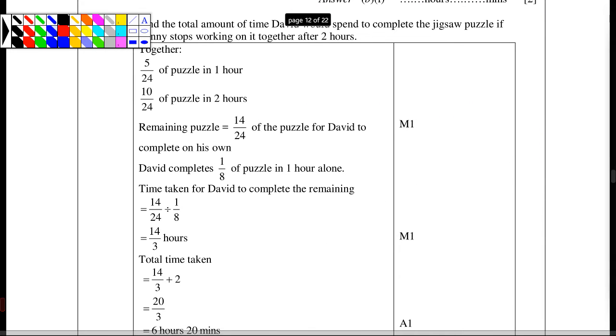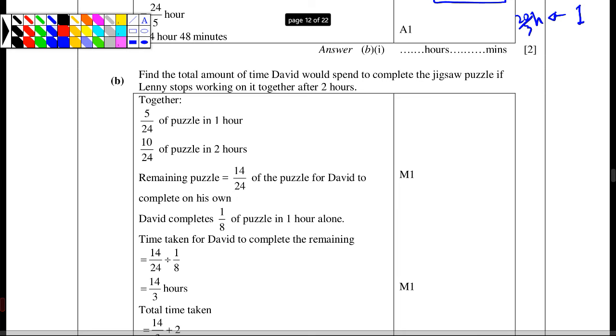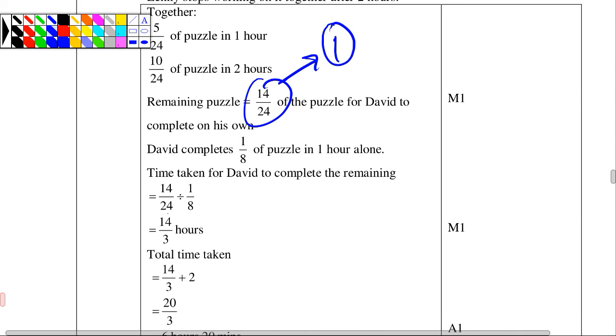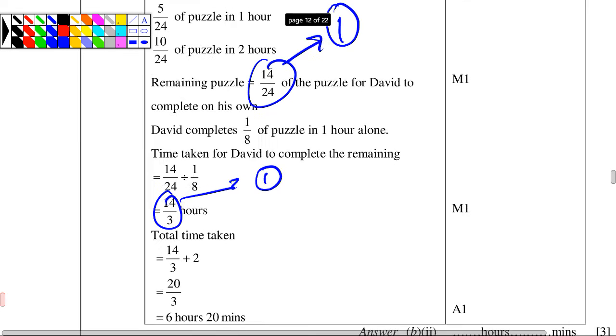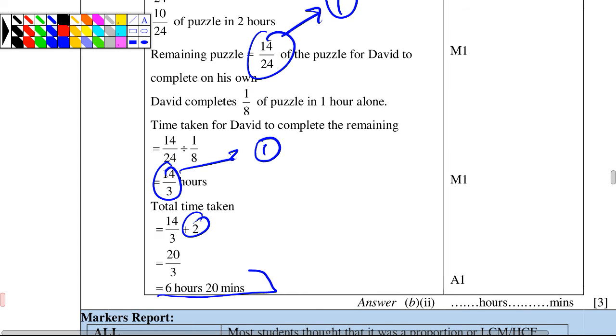Now, next one. Find the total amount of time David has to complete if Lenny stops at 2 hours. So after 2 hours, they complete this. So remaining 40 over 24. So you get 40 over 24. That is 1 mark. Next. He completes 1 over 8 in 1 hour. So you take this divided by 1 over 8, there's so much hour they need. So if you have the other one, that is 1 mark. This is 1 mark. Then finally you plus 2, this is final mark.